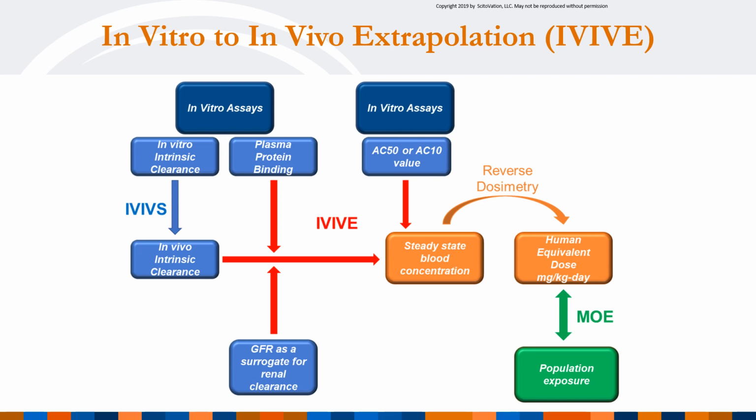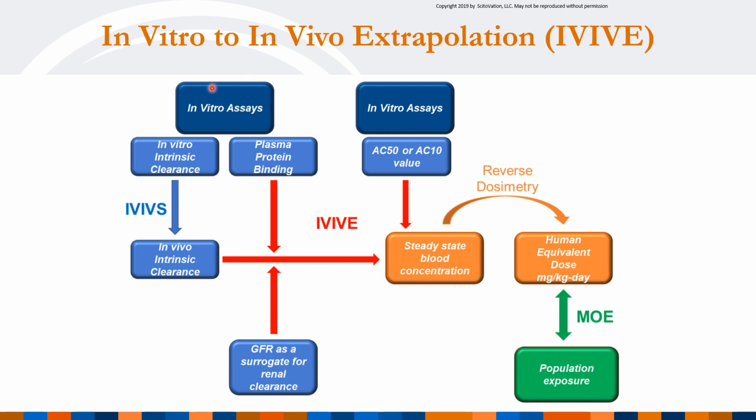To develop a quantitative IVIVE model, like in this figure, a measure of hepatic clearance is needed. This value is often obtained from measurements of in vitro intrinsic clearance that are extrapolated to in vivo clearance rates with the IVIVS, which is the in vitro to in vivo scaling model, and also plasma protein binding. So that's the part we can see here.